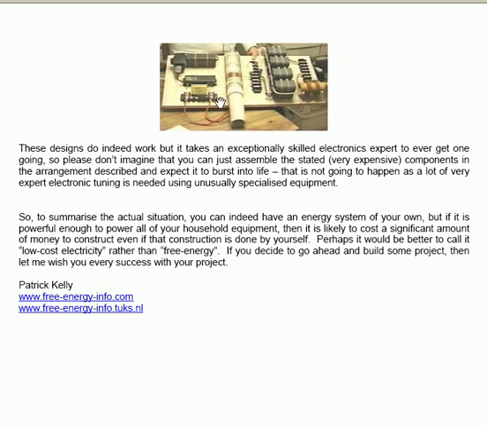So, to summarize the actual situation: you can indeed have an energy system of your own, but if it is powerful enough to power all your household equipment, then it's likely to cost a significant amount of money to construct, even if that construction is done by yourself. Perhaps it would be better to call it low-cost electricity rather than free energy. If you decide to go ahead and build some project, then let me wish you every success with your project.